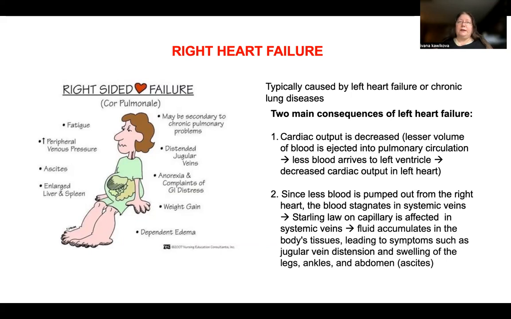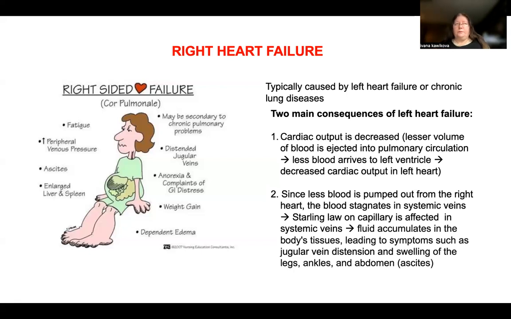So once again, heart failure means lower cardiac output, both on the left and right side. The left side failure is going to lead to accumulation of blood in lungs, so pulmonary edema, while right heart failure is going to lead to accumulation of fluid in systemic veins and therefore jugular vein distension, ascites, and swollen legs.